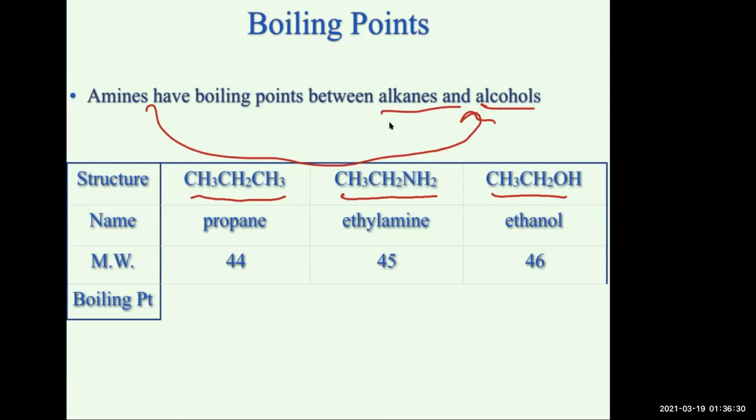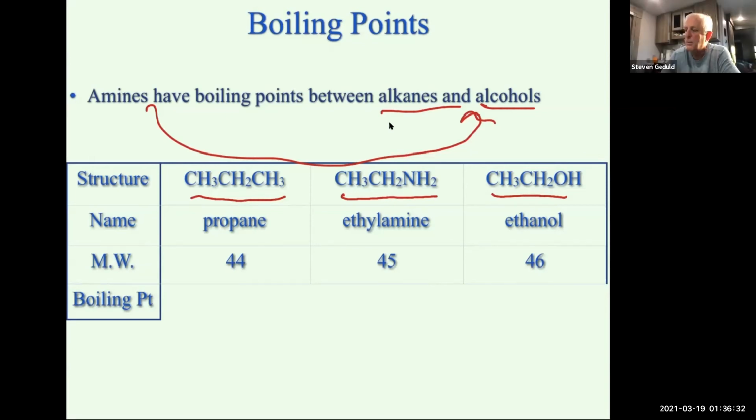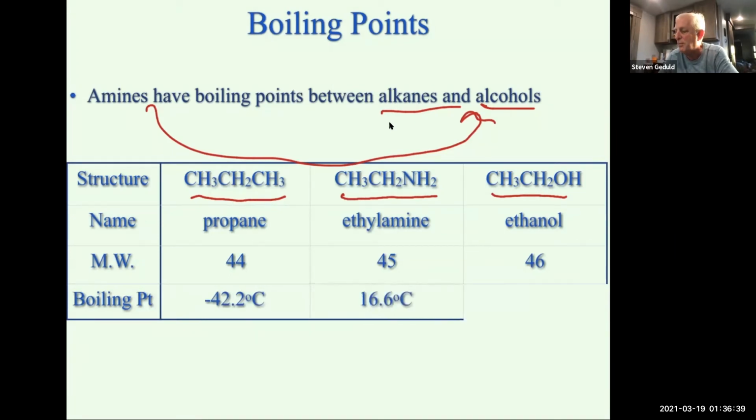Ethanol. Perfect. Exactly. Propane has no hydrogen bonding at all. The ammonia group has some hydrogen bonding, but not as strong as the alcohol. So the alcohol is going to have the highest boiling point, propane the lowest, and the amine is going to be right in between those.